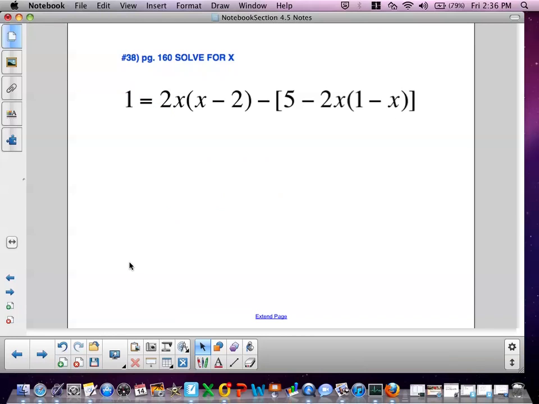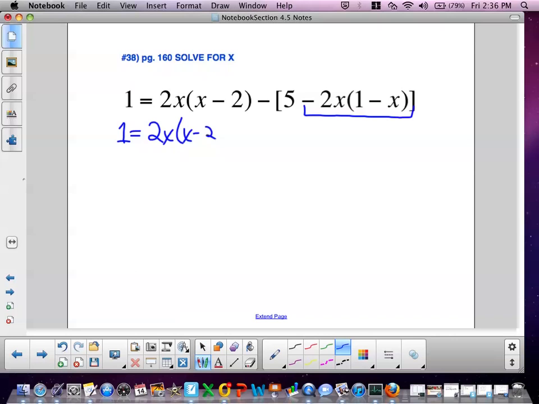Number 38 on page 160, you are now solving for an x value. So once again, scan across. I would come into the brackets and I would deal with this first. So just simply recopy. And it would be okay to go ahead and distribute the 2x in here, but just to be systematic with it, I'm going to recopy it and deal with this.